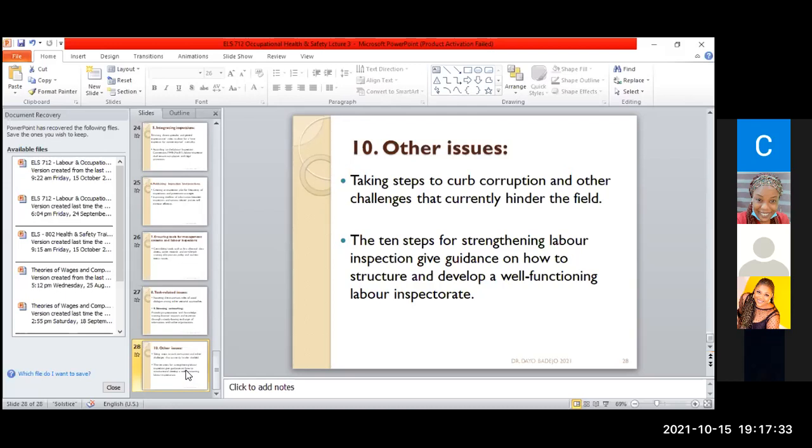Corruption, especially anything that borders on enforcement. If you are not corrupt, you will be compromised. If you are not compromised, your life will also be in danger. So people will always want to bring about so many things to hinder enforcement of laws. It takes a strong will.